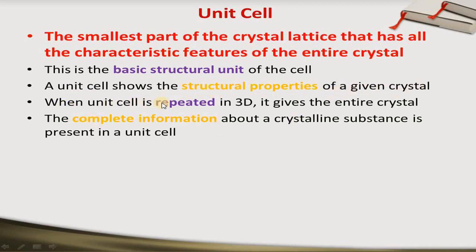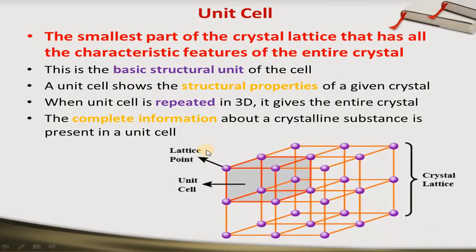When a unit cell is repeated in 3 dimensions, it gives the entire crystal. The complete information about a crystalline substance is present in a unit cell. It is the basic repeating unit of the crystal lattice. Just have a look at this figure. This is the cubic crystal lattice structure. This whole thing represents the crystal lattice, and this is the small cube unit cell. It is repeated again and again, which gives you this crystal lattice. And all these points are lattice points.